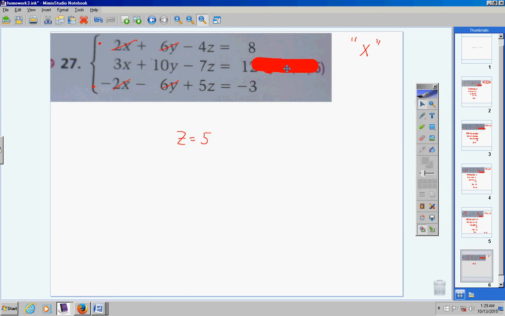Look up here, look. Z is 5, okay? So that's a big help when that happens, okay? So I'll put a 5 right here. Now watch what I'm going to do next. So I know Z is 5. I'm going to erase this. I'm really not trying to eliminate a variable now. I just realized I know what Z is.